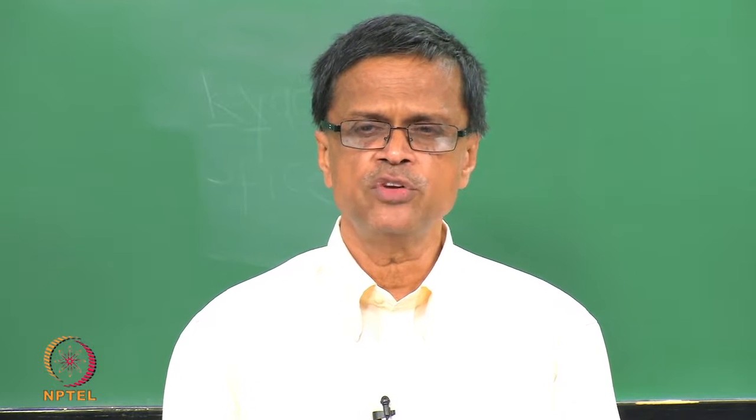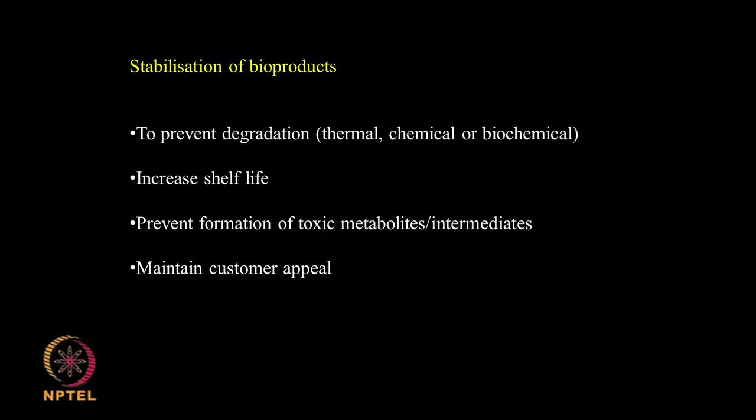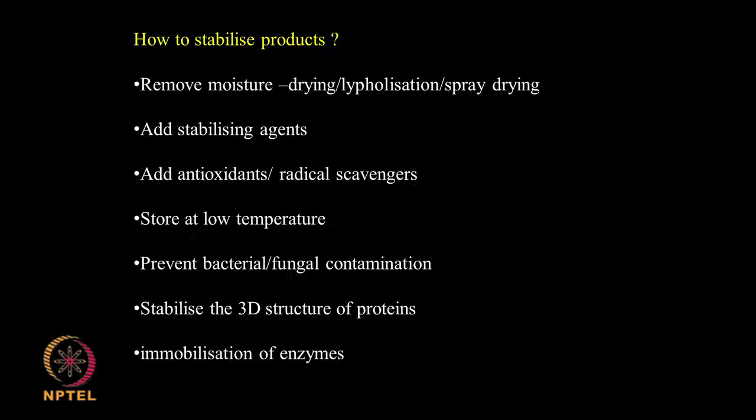Let us look at stabilization. You want to stabilize your product if you have, say, an enzyme or a protein, so that you can increase the shelf life. You do not want it to degrade because of, say, hydrolysis or oxidation or amidation. So, to prevent degradation, could be thermal, chemical, biochemical, increase shelf life, prevent formation of toxic metabolites, maintain customer appeal, all these, that is why you do this type of stabilization.